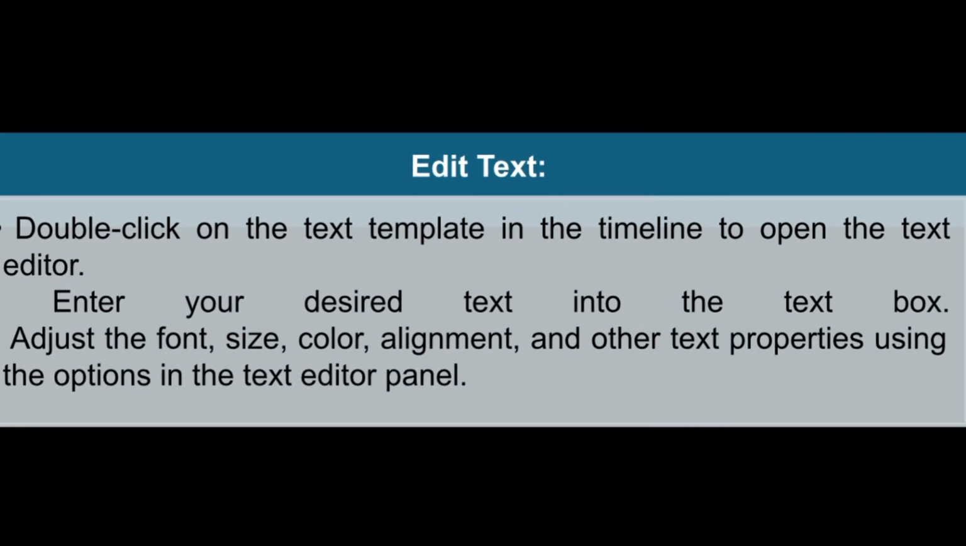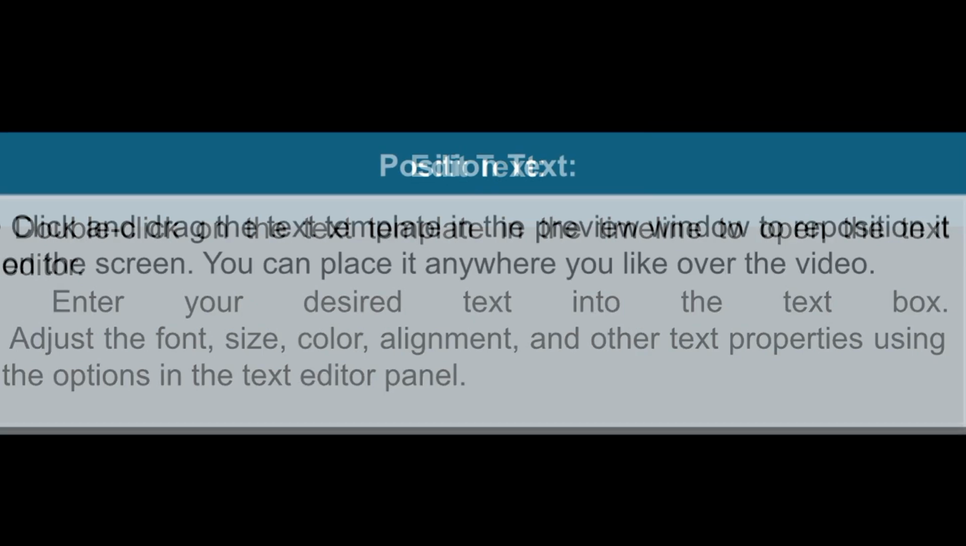Next, now edit text. Double click on the text template in the timeline to open the text editor. Enter your desired text into the text box. Adjust the font size, color, alignment, and other text properties using the options in the text editor panel.